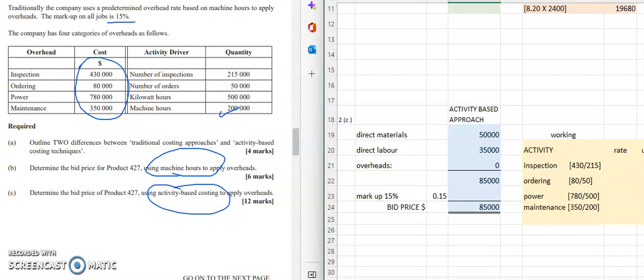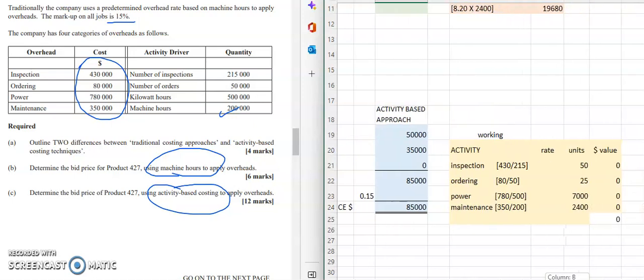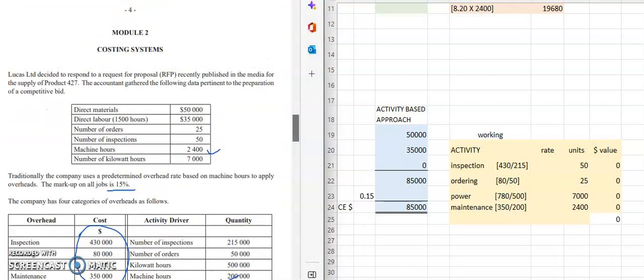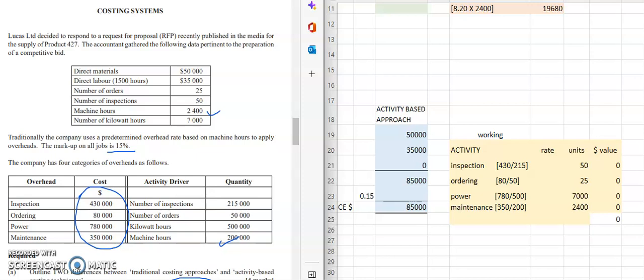All right, notice that all the numbers end in 3 zeros, so we could eliminate the 3 zeros and just write it as 430 over 215, 80 over 50, 780 over 500, 350 over 200. So let's work out these rates and see what we get. And what we will do, we will follow the same example we did just now under the traditional. We're going to multiply the rates by the units assigned to product 427. So what I did is I copy in the units already, so that will make life easy, and we can just multiply and see what answer we get.